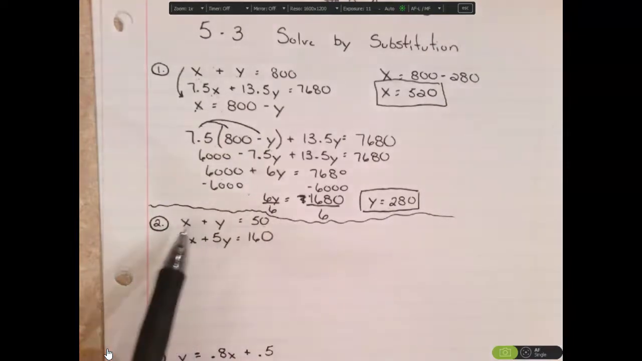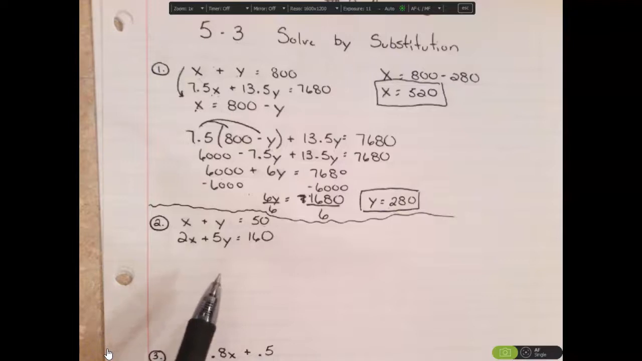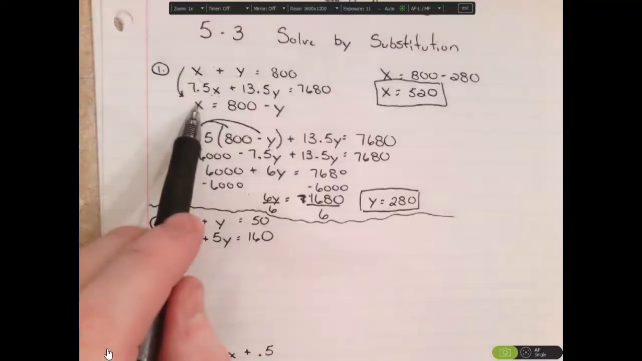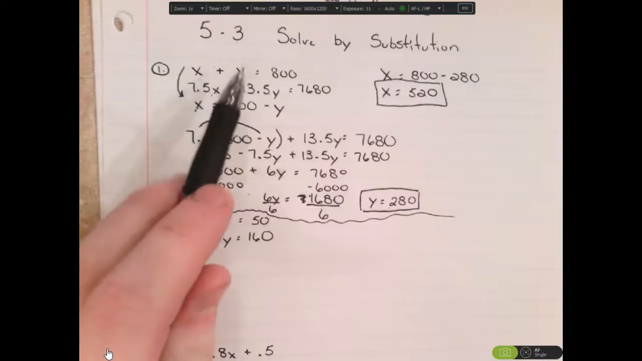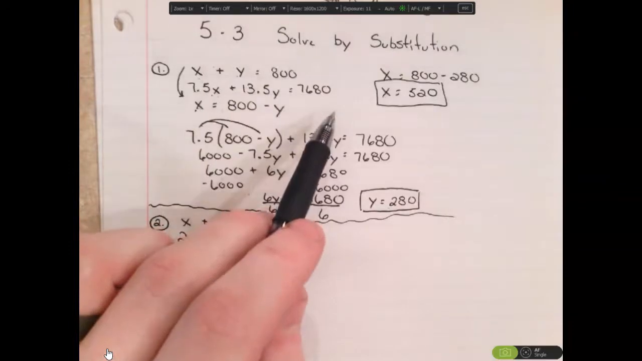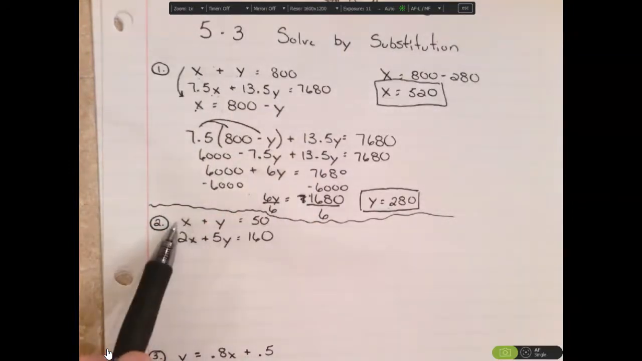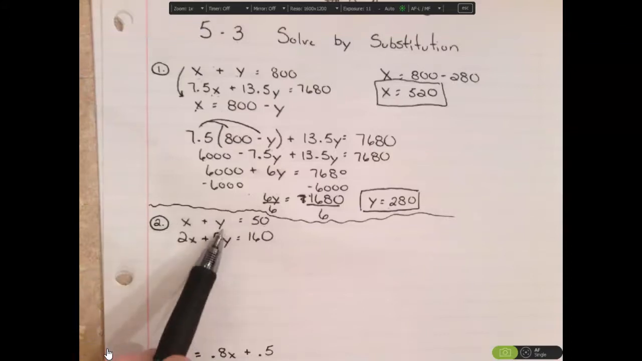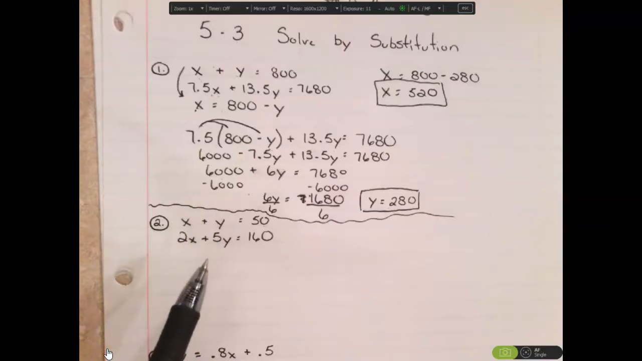I want to get it where it's a variable equals something before I start. Just like up on number 1. Notice how this top equation was a lot easier because I only had one step. I just had to move a variable to the other side. Same thing on number 2. This top equation, there's nothing with x, there's nothing with y. This equation is going to be a lot easier to get a variable by itself.